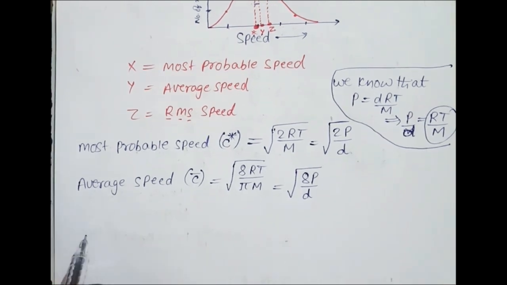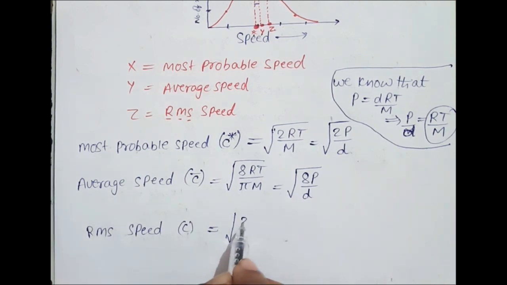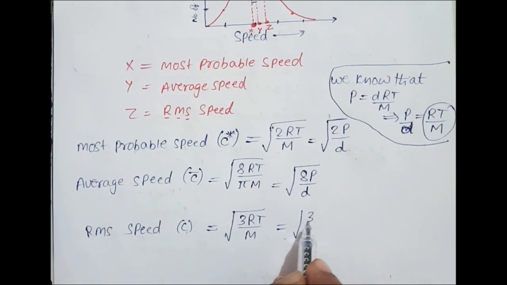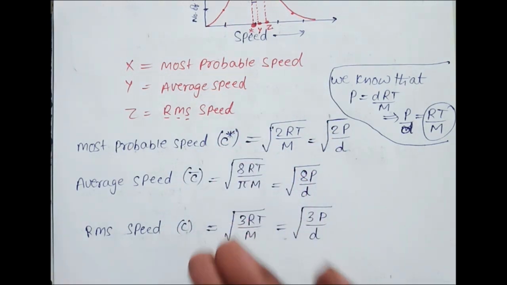Now last one, it is RMS velocity or RMS speed. Simple symbol is C. You people know the formula. Do you know what the RMS speed formula is? It is under root 3 RT over capital M, which is given as under root 3P by D. This is the relation between most probable speed, average speed, and RMS speed.